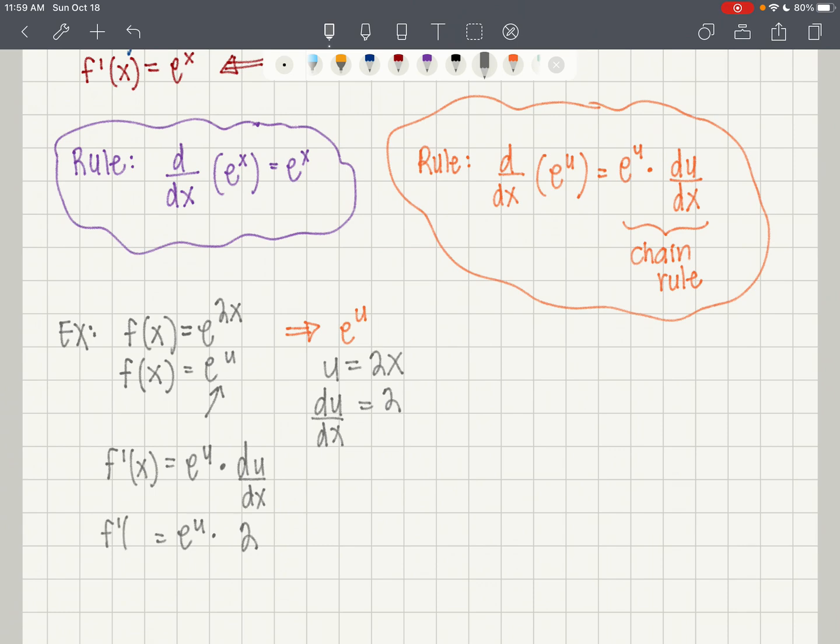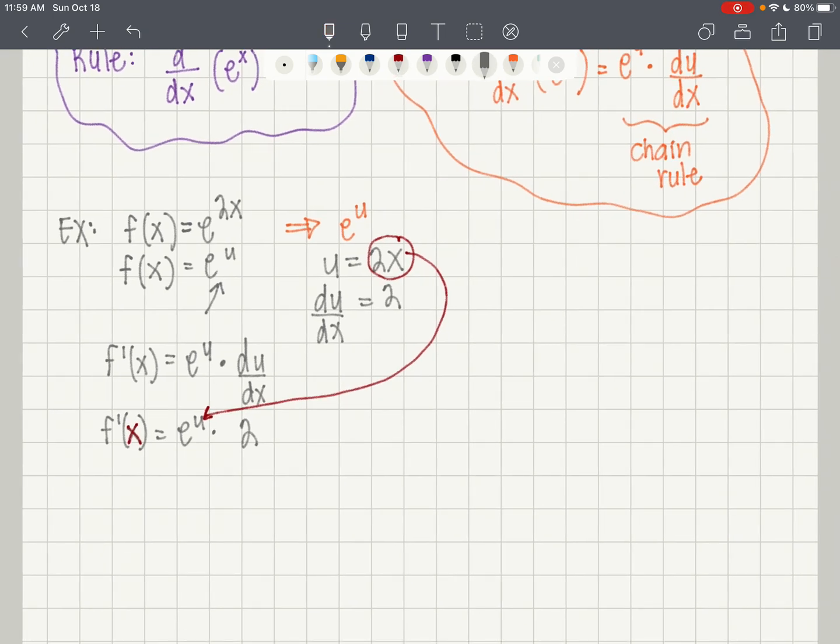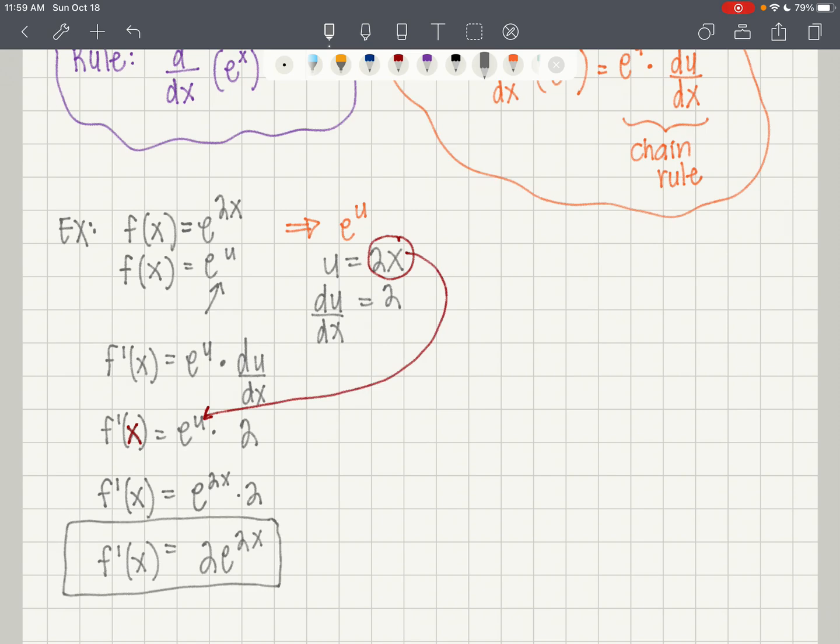And then our last step is to substitute back in. We have to substitute this back in because we want it in terms of x. So f prime of x is equal to e to the 2x times 2, which is equal to 2 times e to the 2x. Now that's a lot of work to perform the derivative for such an easy function.